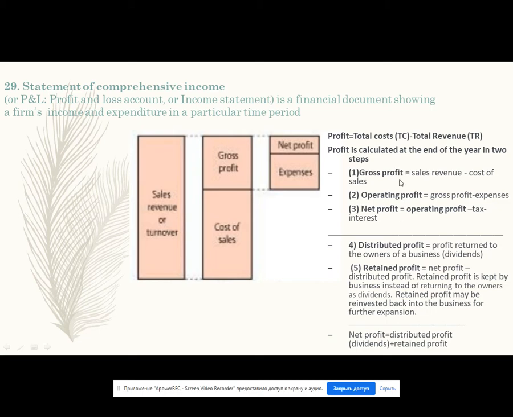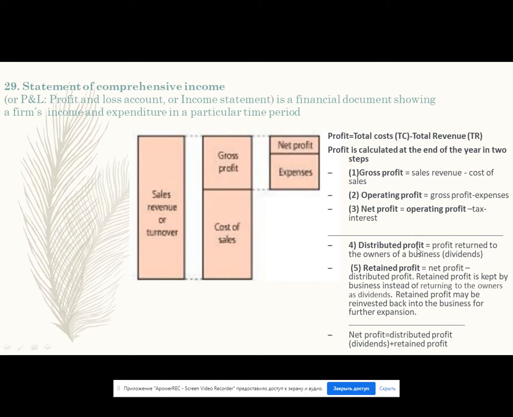So at least we have to know gross profit, operating profit, and net profit. These are different types of profit. Apart from these three, we also have distributed profit and retained profit. Like, what is distributed profit? From the net profit, we can pay dividends. Part of the profit, which was paid to shareholders as dividends, is called distributed profit.